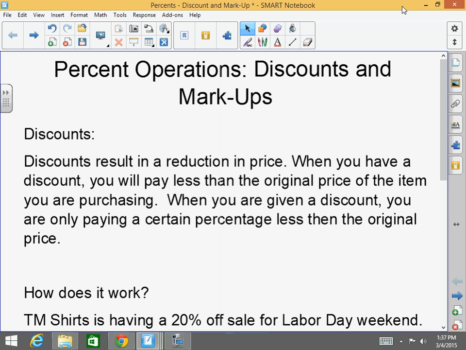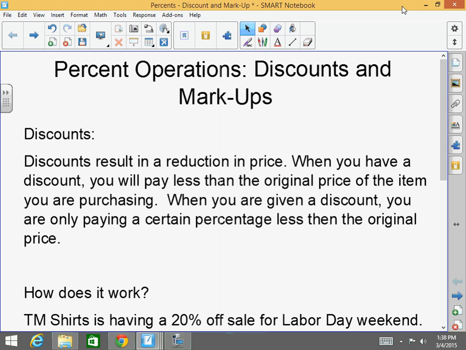Discounts and markups. Let's talk about discounts, guys. A discount results in a reduction in price. When you have a discount, you will pay less than the original price of the item you are purchasing. When you are given a discount, you are paying a certain percentage less than the original price. So when you have a discount, the price will go down. You're going to pay less than the original.